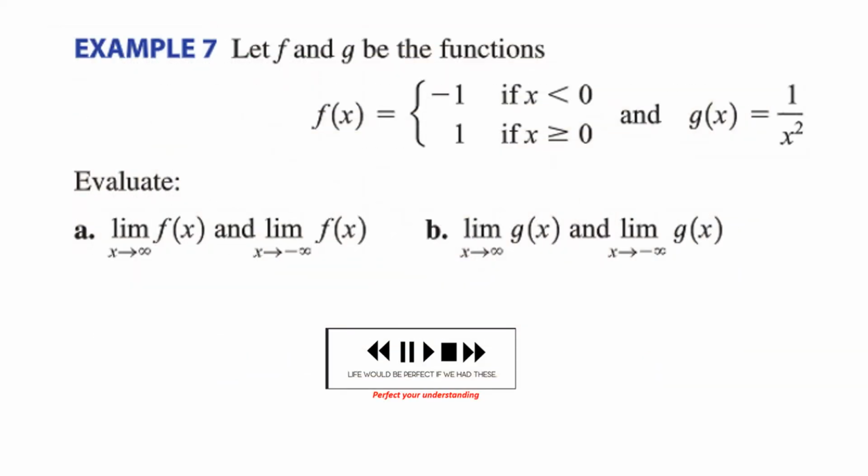So here's another example. We're looking at functions f and g. Here's f, and here's g, and we're to evaluate these limits for each of them. You know what to do. Let's see how you did.